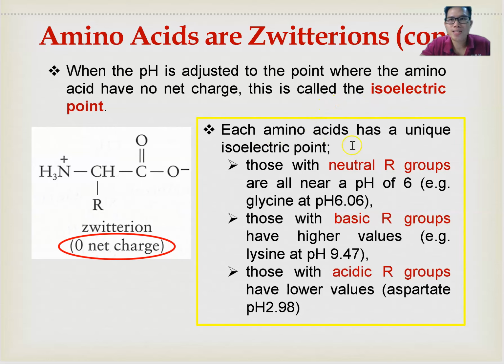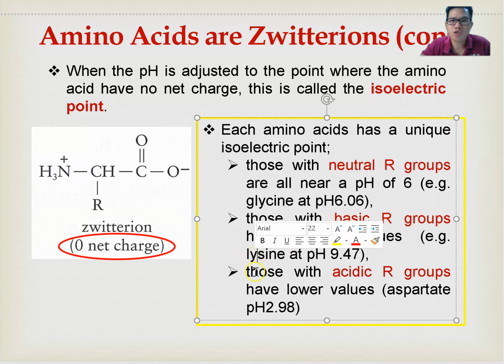So each amino acid has a unique isoelectric point. Those with neutral R groups are all near a pH of 6. When the R group is basic, the isoelectric point will be higher. For example, at 9.47, lysine will reach a net zero charge.